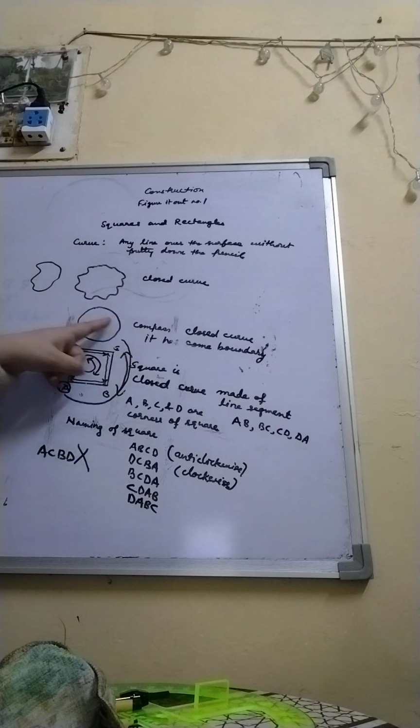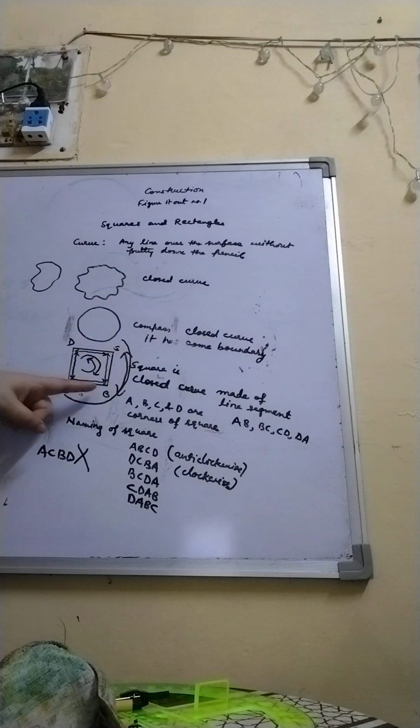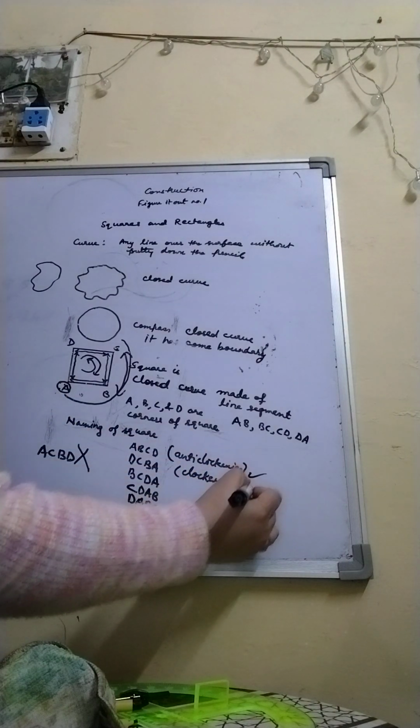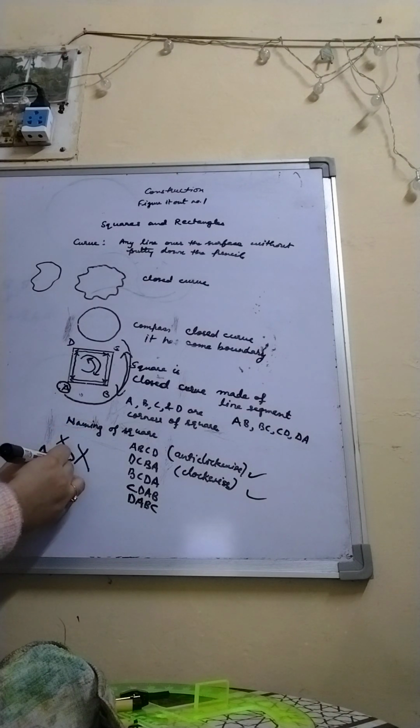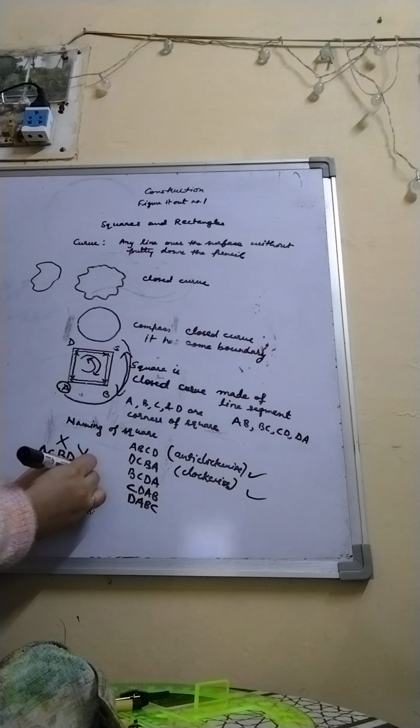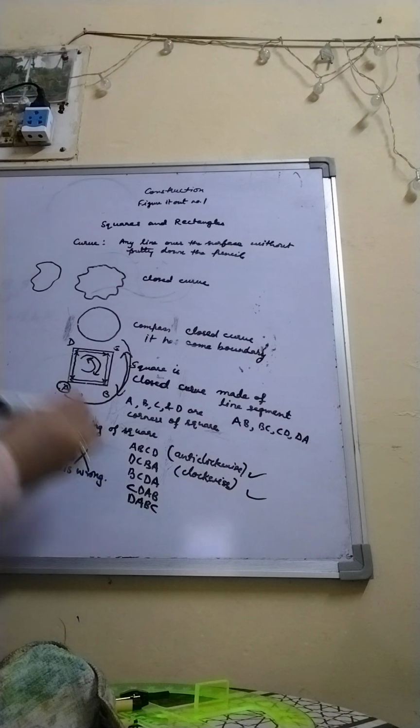Either you go clockwise or you go anti-clockwise, and you can start from any letter, then you would get the name. Similarly, you cannot have this name, so this is wrong. In this way you can name the squares.